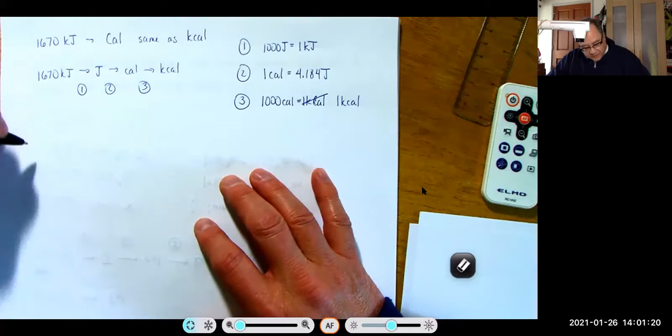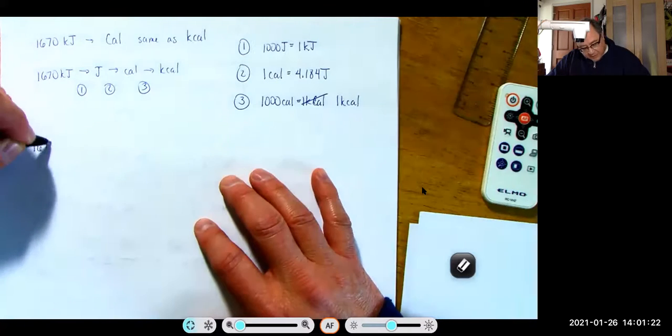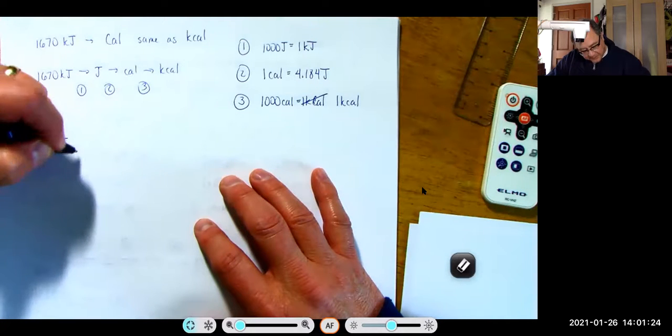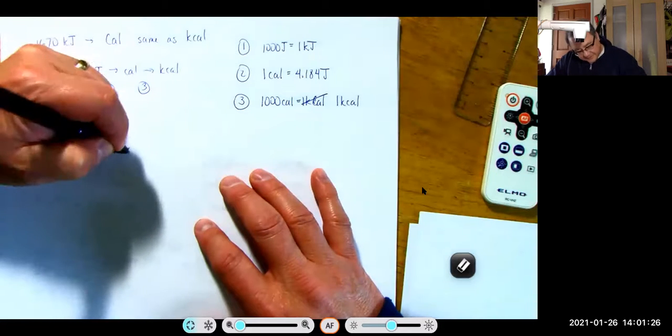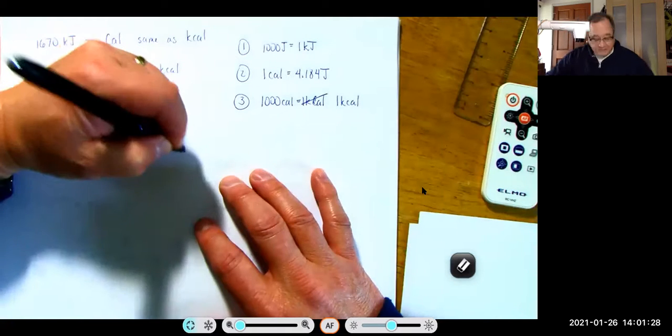Okay, so let's see how we put this all together. My lights are flickering, so we may be cut off.